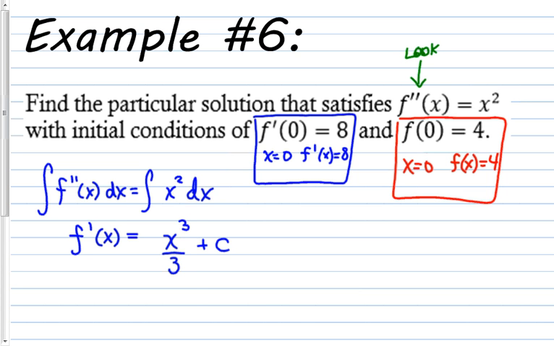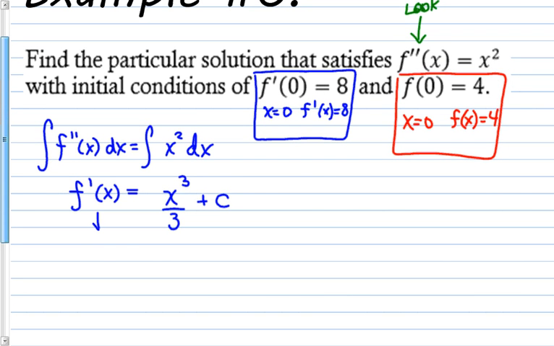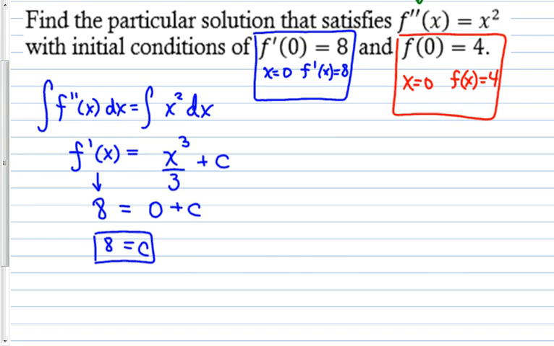All right, so my first derivative, here's my little equation. I'm going to use my initial conditions. It told me that the derivative equaled 8 whenever we plugged in 0. So 0 cubed divided by 3 plus c. Oh, look at that. Easy peasy. C is 8. Okay, now I can flat out tell you that f prime of x equaled x cubed over 3 plus 8.